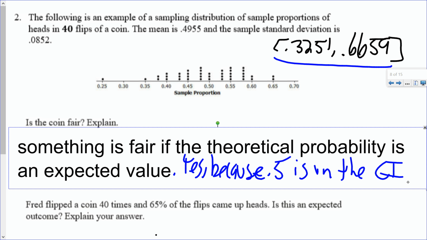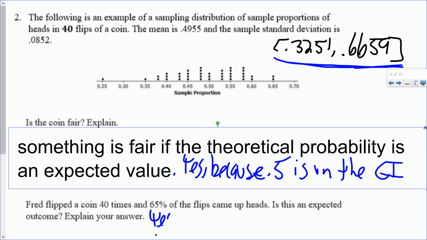Fred flipped a coin 40 times and 65% of the flips came up heads. Is this an expected outcome? Well, is 0.65 inside the confidence interval? Yes, barely, but we don't care if it's barely in or right in the middle or right at the edges. If it's inside, it's an expected outcome. If it's not, then it's not. So don't try and use your judgment. There's no judgment here. It's either inside the confidence interval, it's expected, or it's outside, it's not expected.